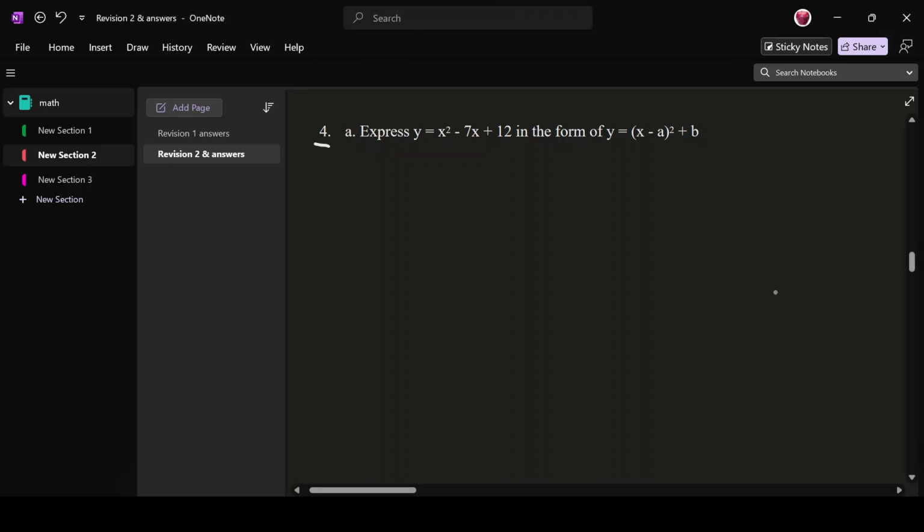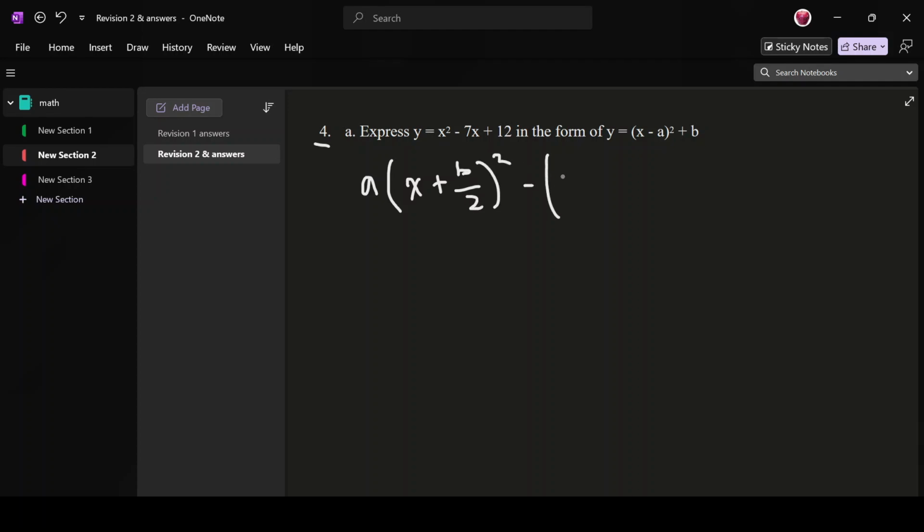Alright, for A, express y is equals to x squared minus 7x plus 12 in the form of y is equals to open bracket x minus a close bracket squared plus b. Whenever you see this form, you always think of completing the square. And the completing the square formula is a open bracket x plus b over 2 close bracket squared minus open bracket b over 2 close bracket squared plus c.